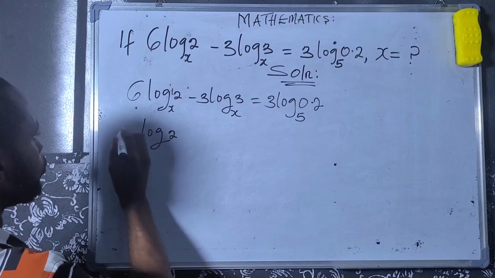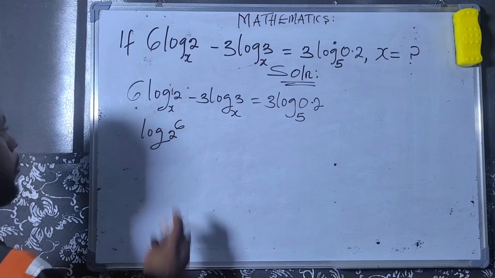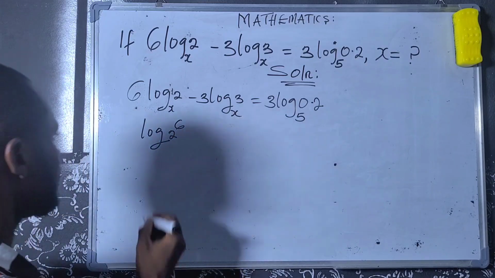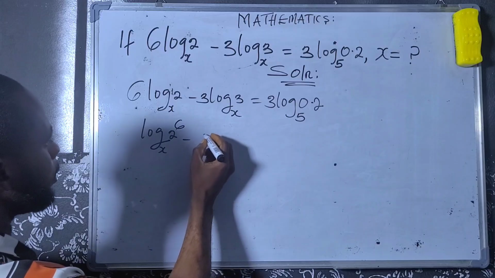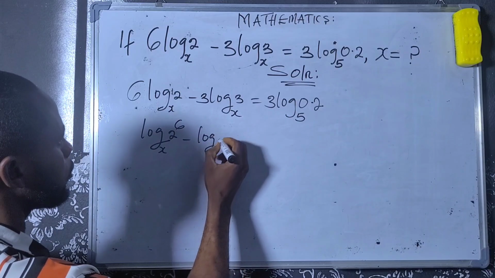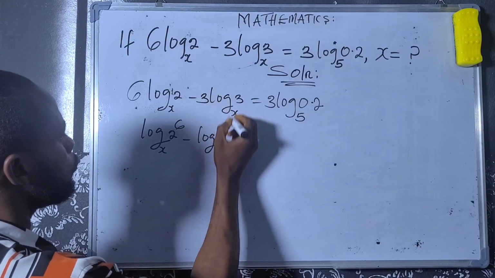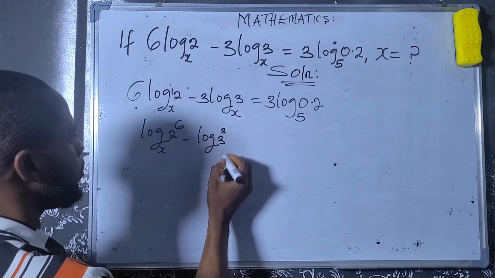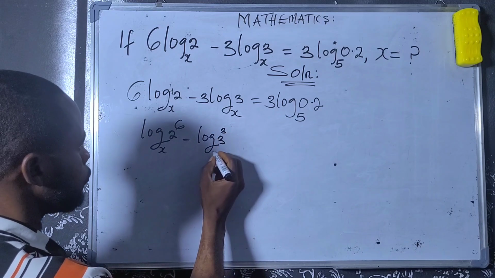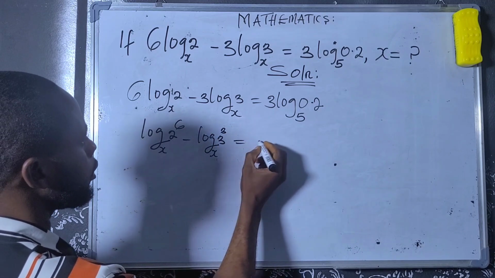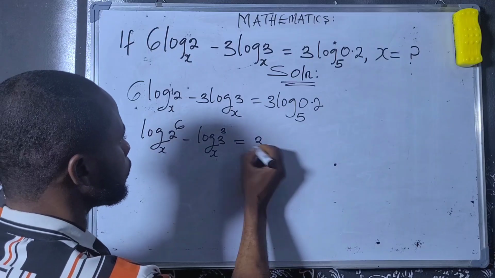log 2, if you move the 6 down, it turns to the power of the argument, then base x, minus log 3. Moving 3 down here, it turns to the power of the argument, 3 to the power of 3, then base x equals 3.